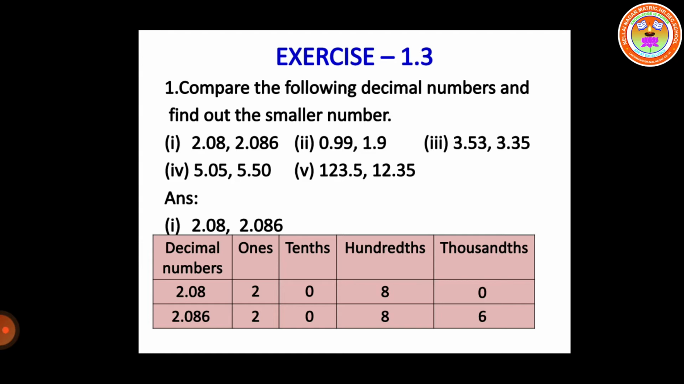Now we have to say which one is smaller. By comparing the ones place values they are the same. Then the tenths place value is also the same. The hundredths place value is also the same. So we have to compare the thousandths place value. 0 and 6. Which one is smaller? 0. Therefore the smaller number is 2.08. 2.08 is less than 2.086. Therefore the smaller number is 2.08.